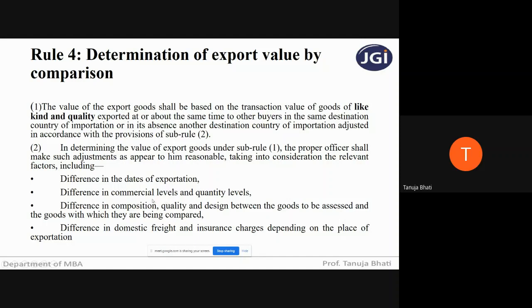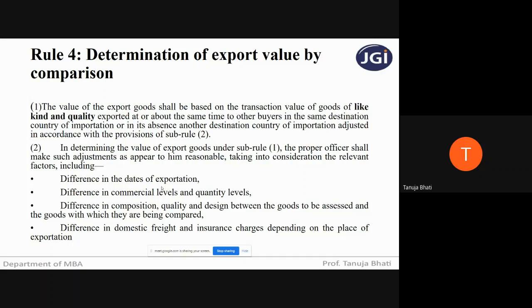He will see whether the dates of exportation of similar goods of like kind and quality were in that same period, or whether you have taken very old goods which were exported some 5 years back. So he will see whether there is a major difference in the date that you have considered. He will consider this point, students.